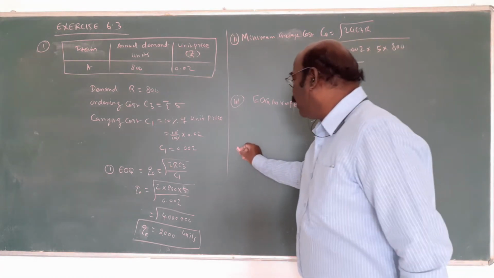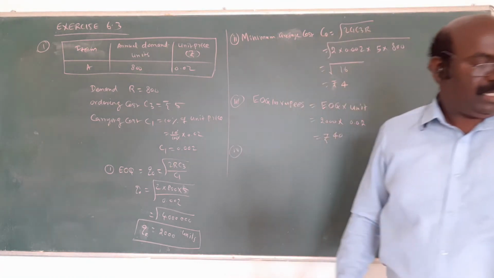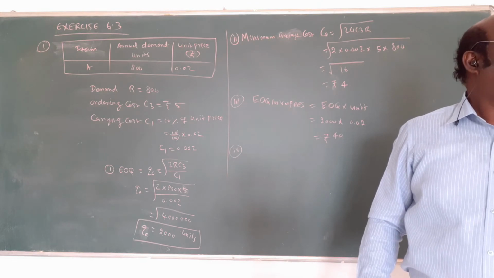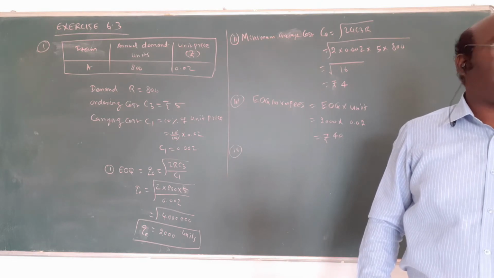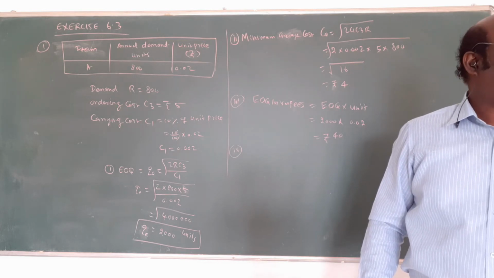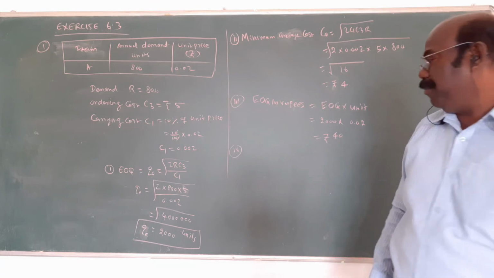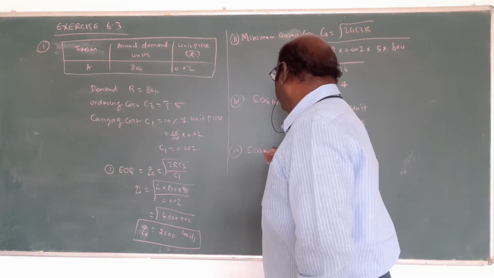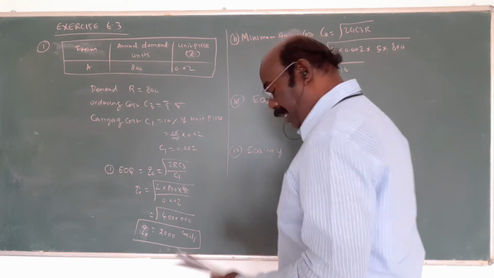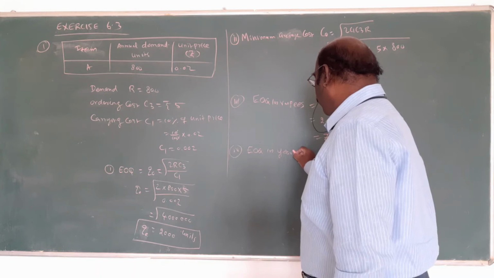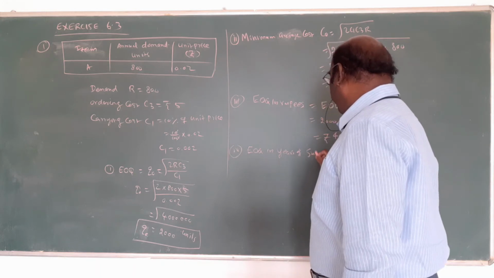Then the fourth one, what is asked? Remember the question. EOQ in years of supply is asked. That is what T0 is asking. Years of supply is asked.